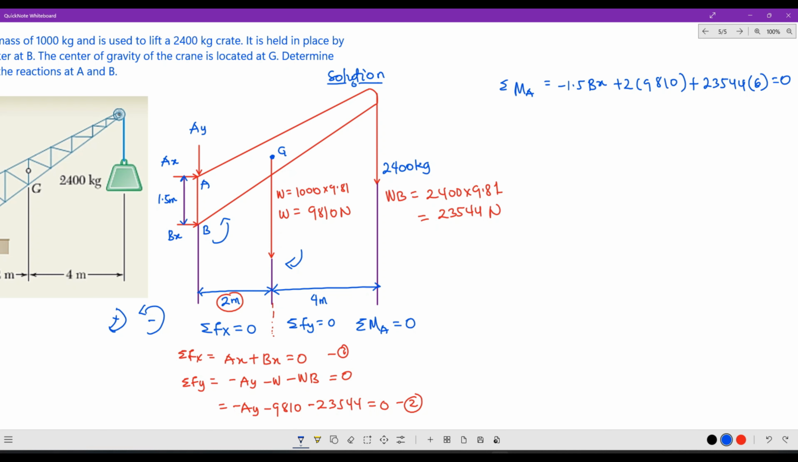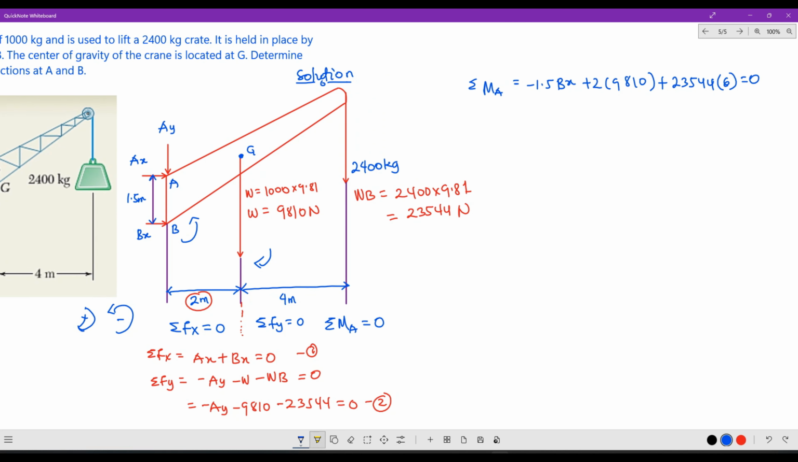Okay, so let's simplify this and see what you're going to get. If you simplify this, you're going to have minus 1.5 BX plus 2 multiplying 9810, plus 23544 multiplying 6. That gives us a value of 160,884, equals 0. So this is our equation 3.